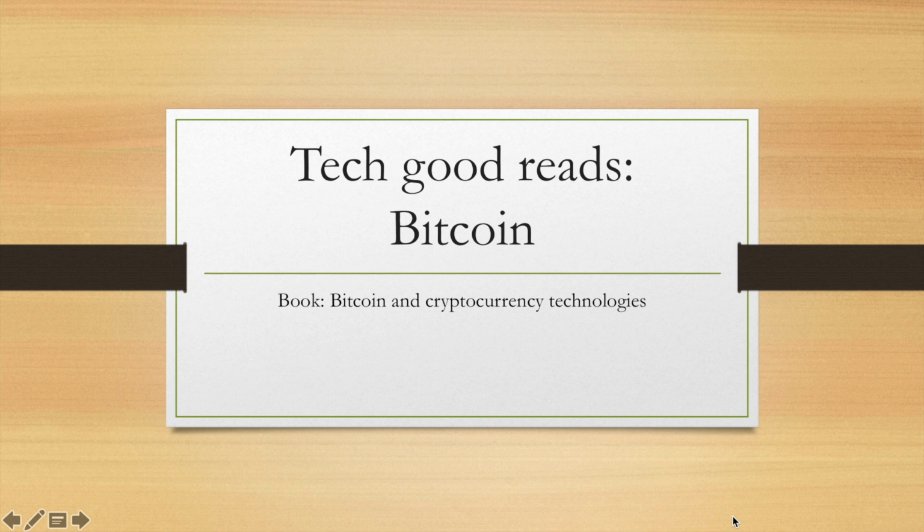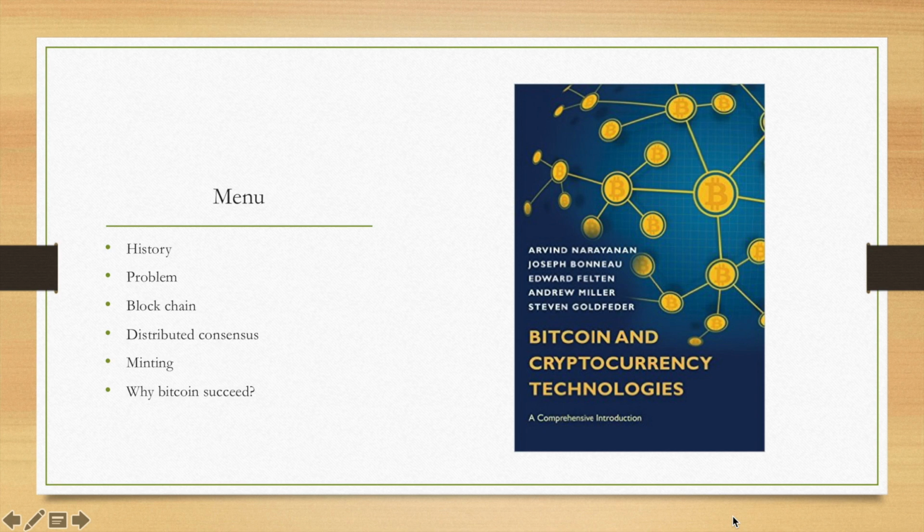Today I will talk about Bitcoin, and this content is from the book Bitcoin and Cryptocurrency Technologies. This is the book, and today I will talk about the history, problem, blockchain, distributed consensus, minting, and why Bitcoin succeeded. Those contents are related to Bitcoin.